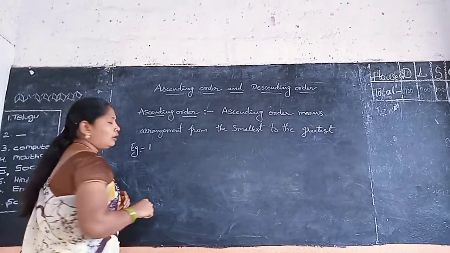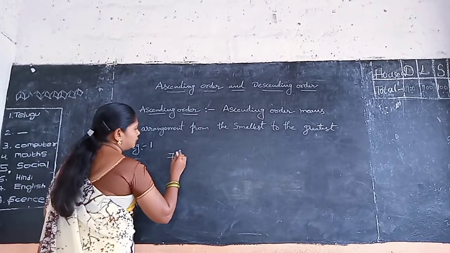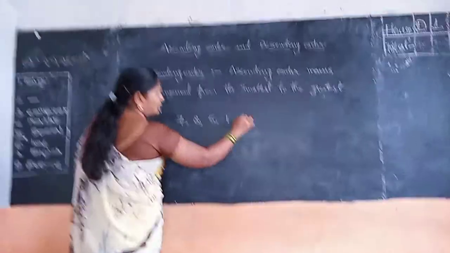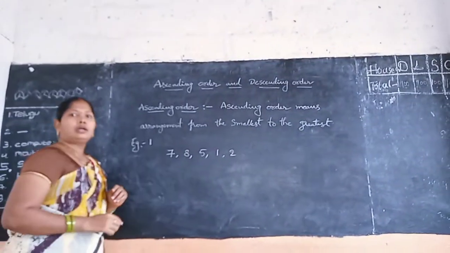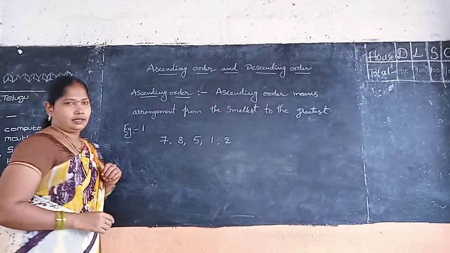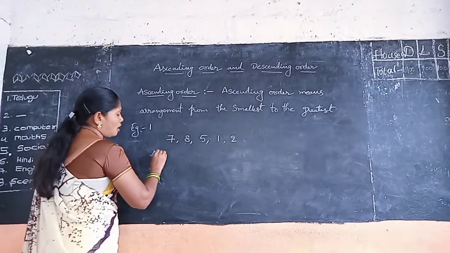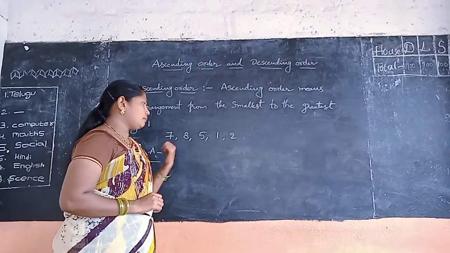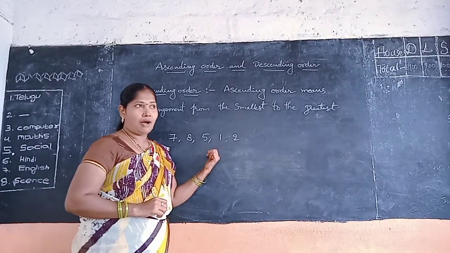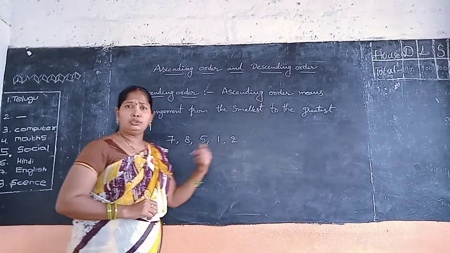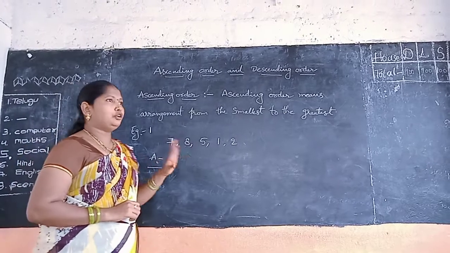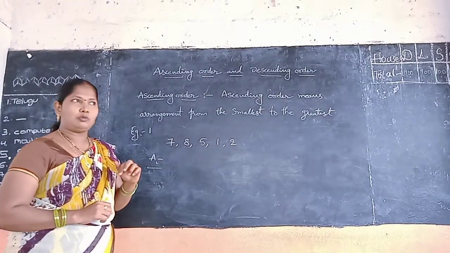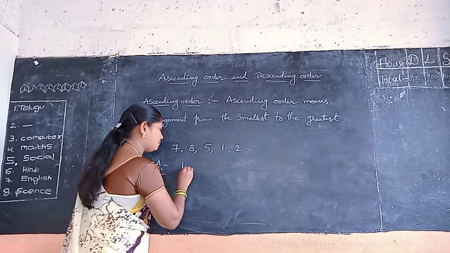Example 1. Now take 7, 8, 5, 1, 2. Write the ascending order. First of all, you take the smallest number. Which one is the smallest number? Okay, you don't know. Let us start with 1. What is the smallest number? Yes, the first number is 1.